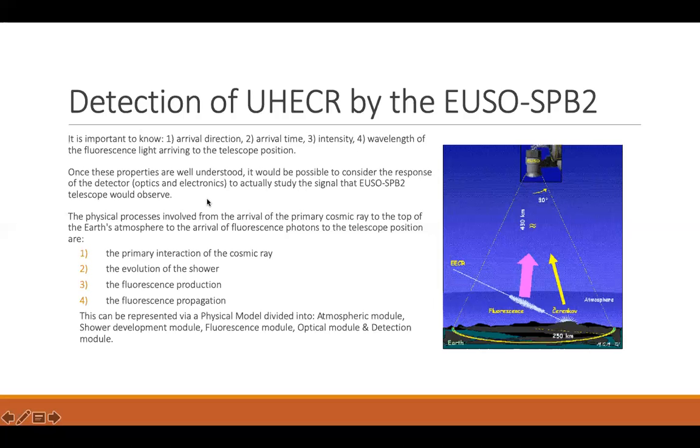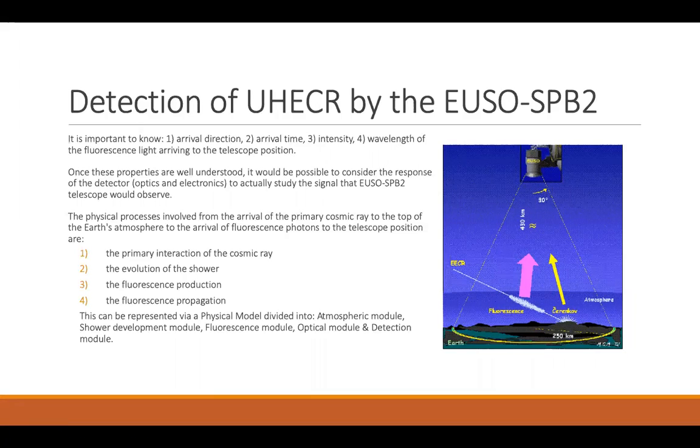The physical processes involved from the arrival of the primary cosmic ray into the atmosphere are broken down into 4 steps. The first one is the primary interaction of the cosmic ray with the atmosphere. Then the evolution of the shower, so how it starts off a chain reaction, passing on its energy to the nitrogen atoms. The fluorescence production, when the de-excitation of the nitrogen atoms happens, and the fluorescence propagation that goes back through the atmosphere into the telescope.